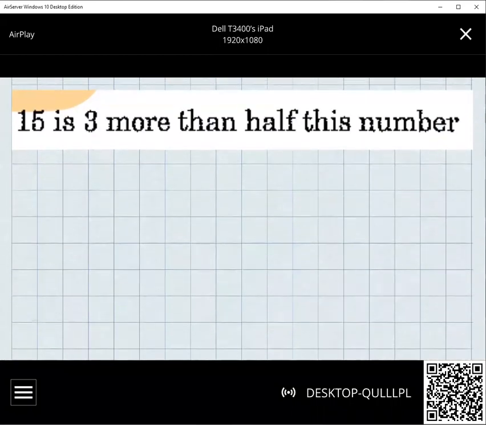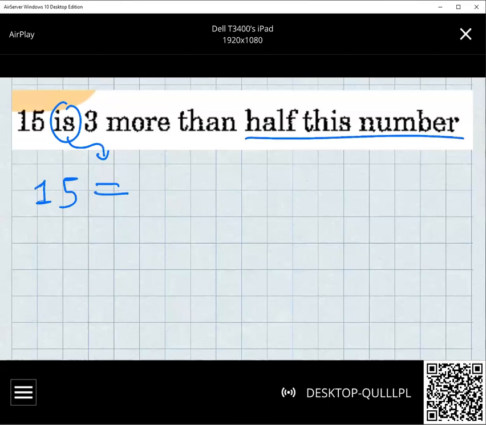Right, let's have Madam Aisha, please join me on this question. 15 is 3 more than half this number. So, translate it for me, please. So 15 subtract 3. Are you sure? What is the word is? 15 equals 3. 3 more than half this number.